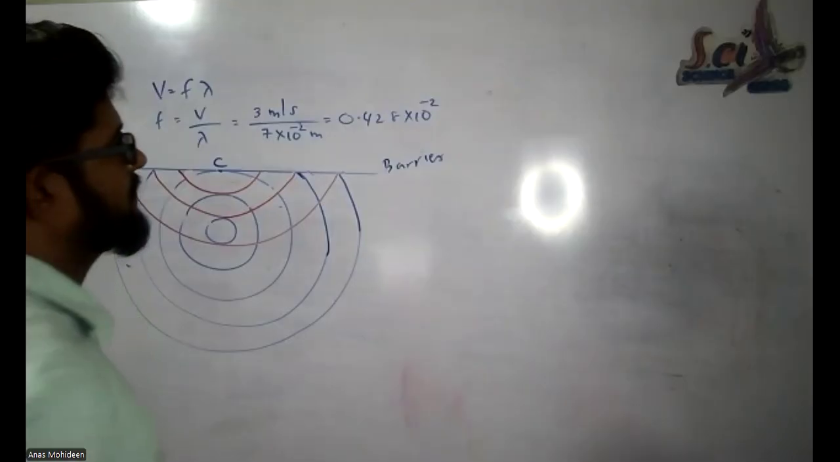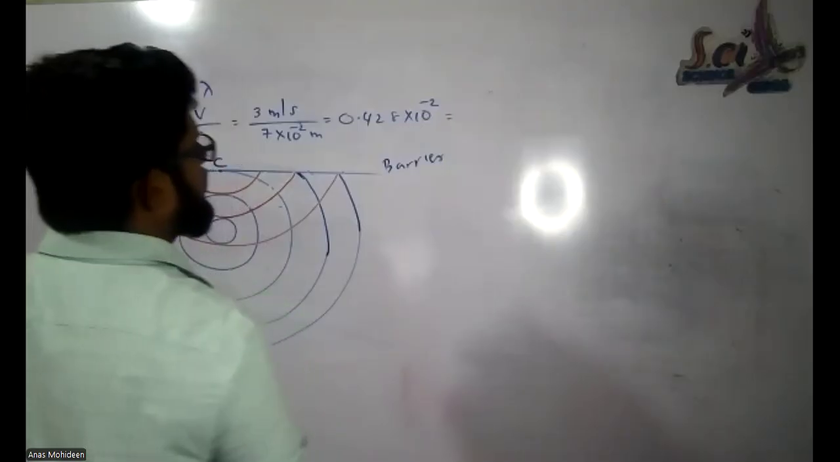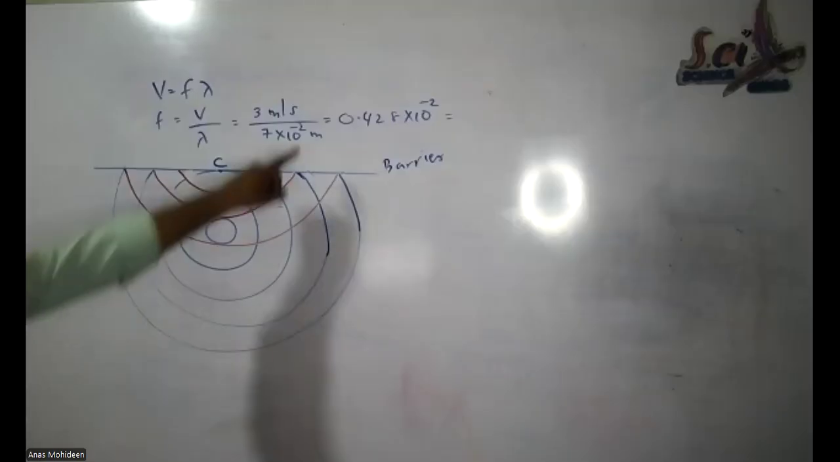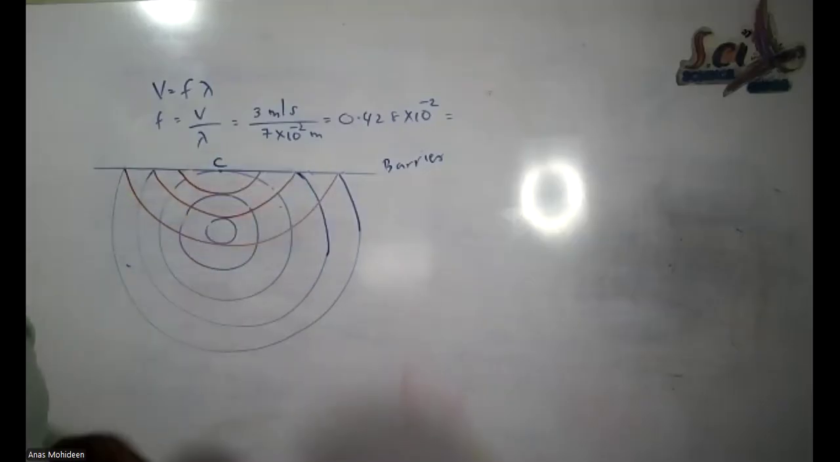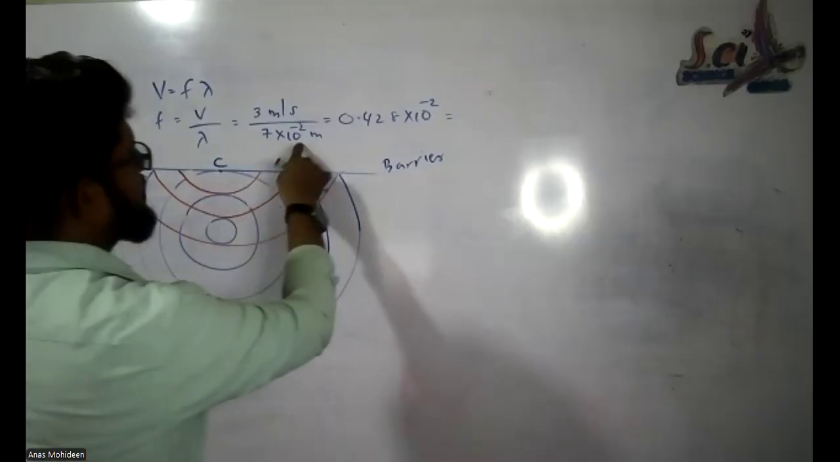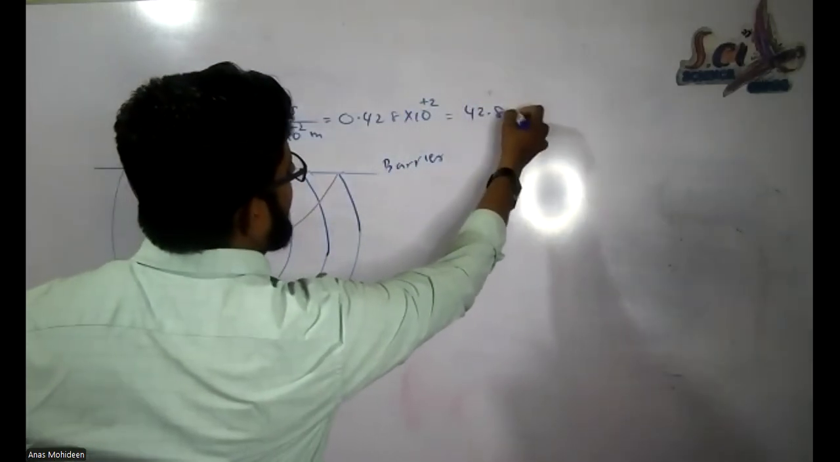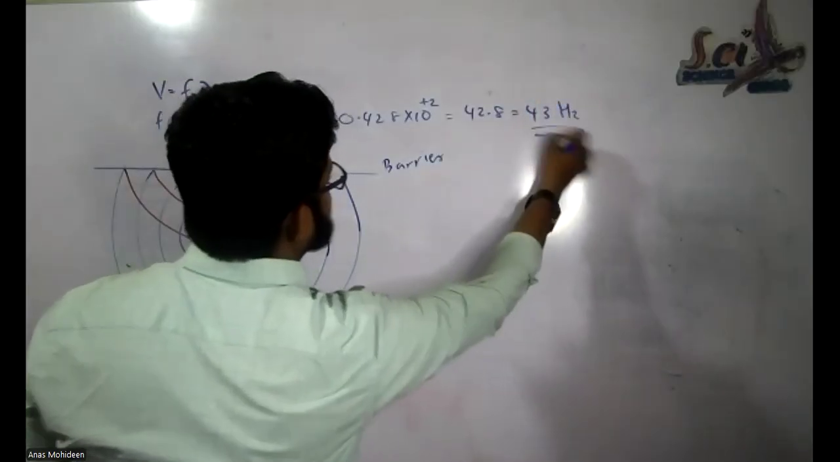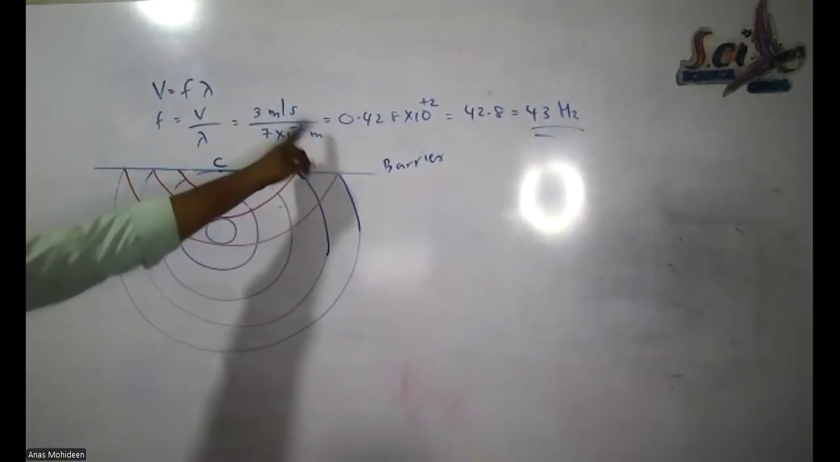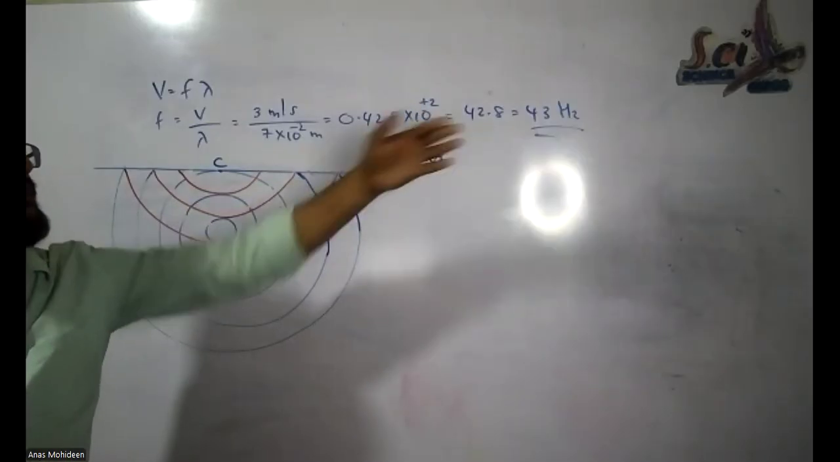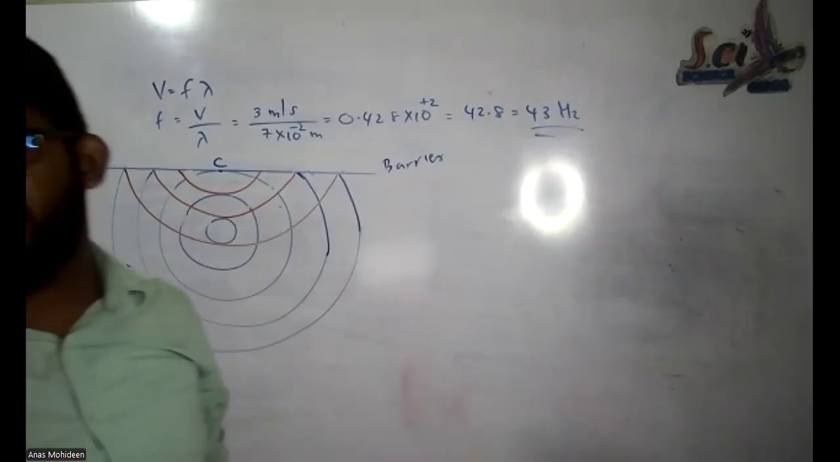Can't you just put it in decimals? Yes, we can, normal decimals. 0.07, and 10 to the power minus 2 when you take it up becomes 10 to the power plus 2. That gives us 42.8. I can write it as 43 hertz. Minus 2 when you take up becomes plus 2. So 42.8, that means 43 hertz.